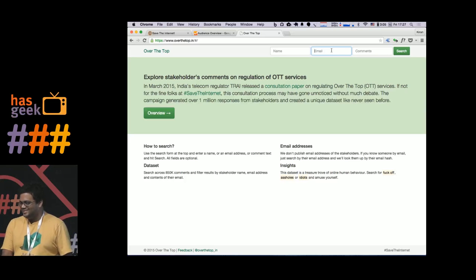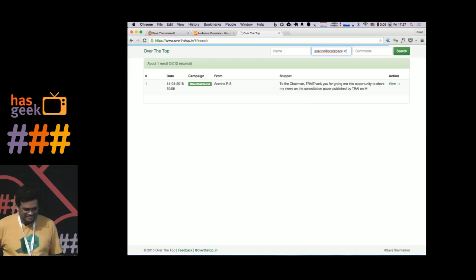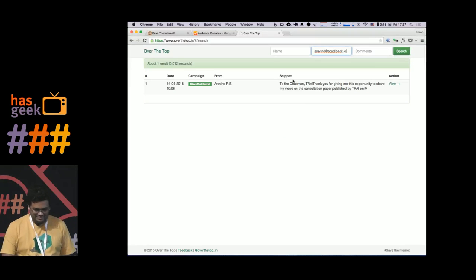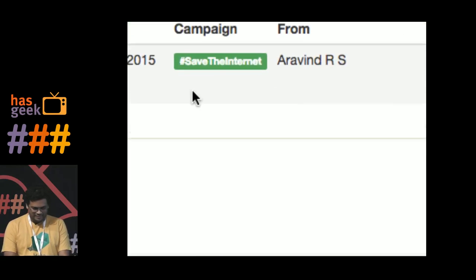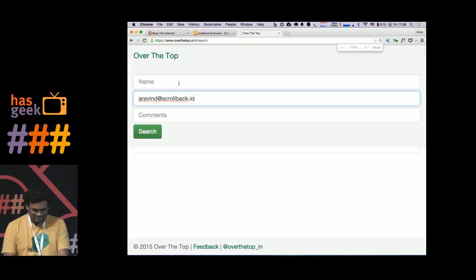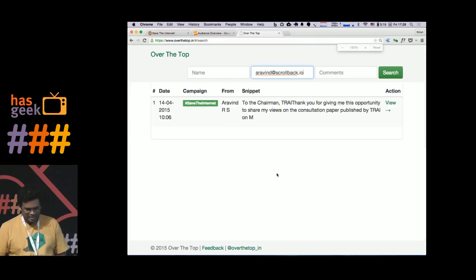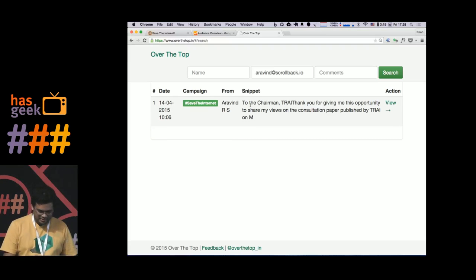Somebody's email address, come on. Arvind, did he send it from his official address or his personal address? There you go. So, if you notice, there's a little tag that says that it was sent from the campaign. Okay. So what happened was, after Anurag built this website, we gave him a copy of a database and said, okay, you can mark off the ones that came from us. So we know who was not from this and sent mail to the regulator.